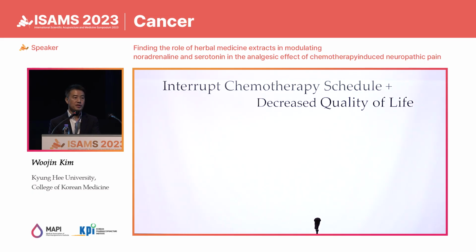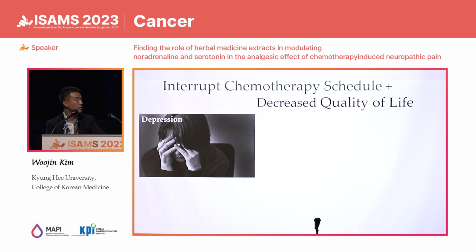Usually patients receive chemotherapy treatment every 3 weeks or 4 weeks. And then if the pain is too severe, their treatment schedule is interrupted, or their dose will be decreased because it's too severe and it's really harmful for them. And it also decreases the quality of life.